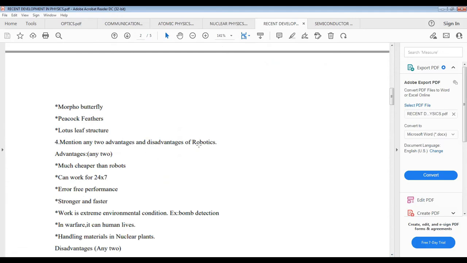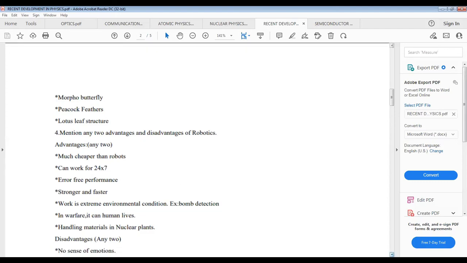Mention any two advantages of robotics. There are many advantages; you can write two. It is cheaper. You can work 24/7, the entire week, the entire month also. It is error free also, which is very much important. Error free, stronger and faster. So if you prepare 3 or 4 points, you can write at least 2 points.